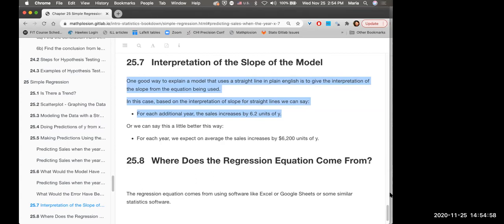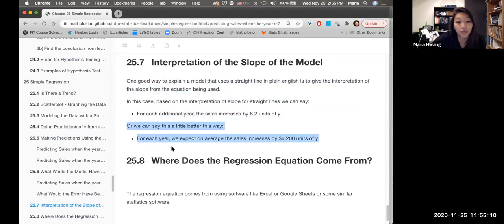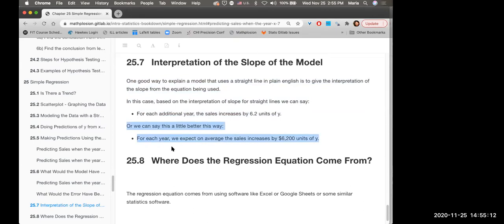In this case, based on the interpretation of slope for straight lines, we can say for each additional year, the sales increase by 6.2 units of Y. Very good, right? Can you just go ahead and do the rest of it too? Or we can say this a little better this way: for each year, we expect an average sales increase of 6,200 units of Y.